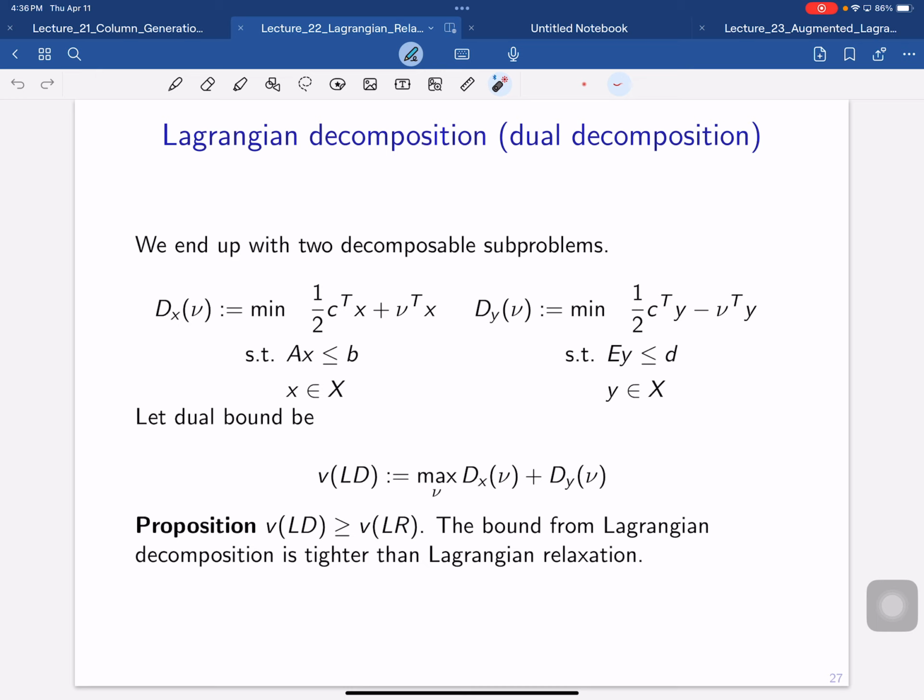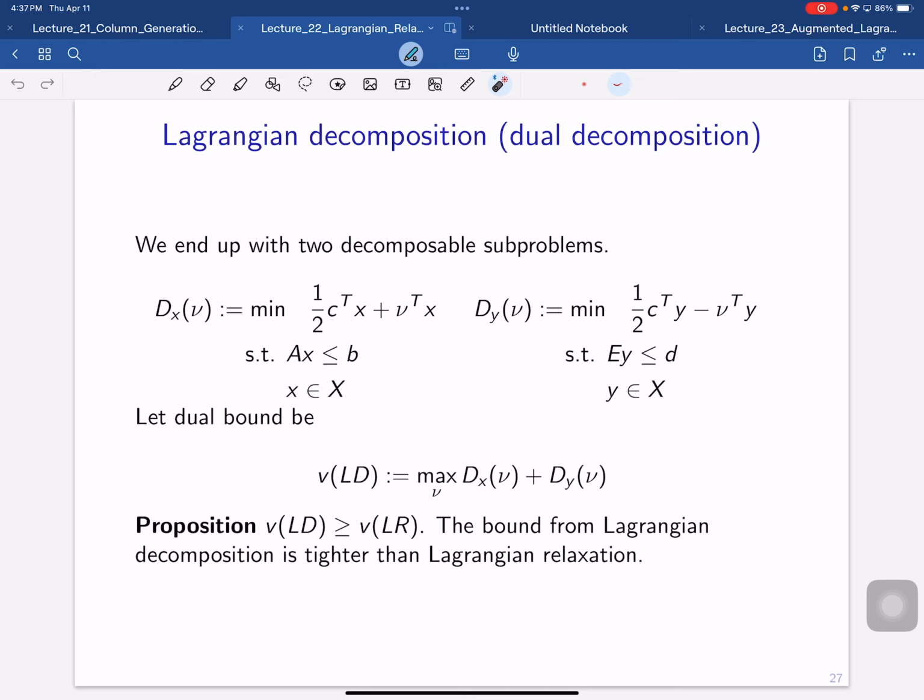So here, a naive question to ask is, now what we did is that we did a very simple reformulation of the original problem, then we create different types of Lagrangian dual, right? So let's call this problem the Lagrangian decomposition or dual decomposition. How does this bound compare with the bound of the Lagrangian relaxation?